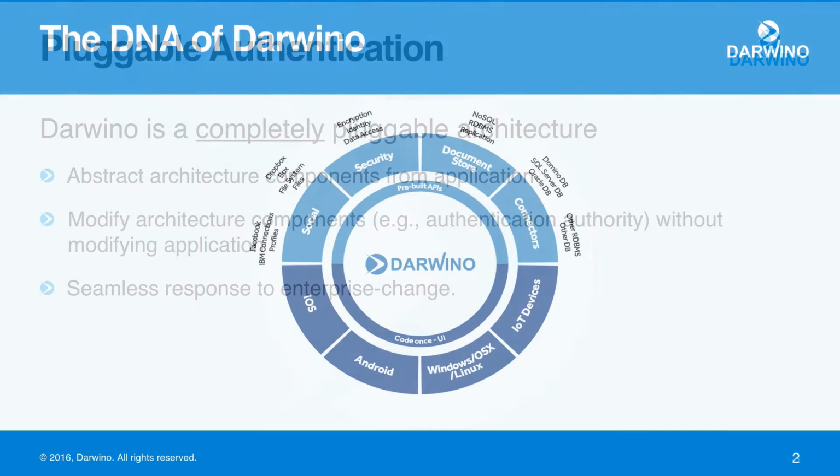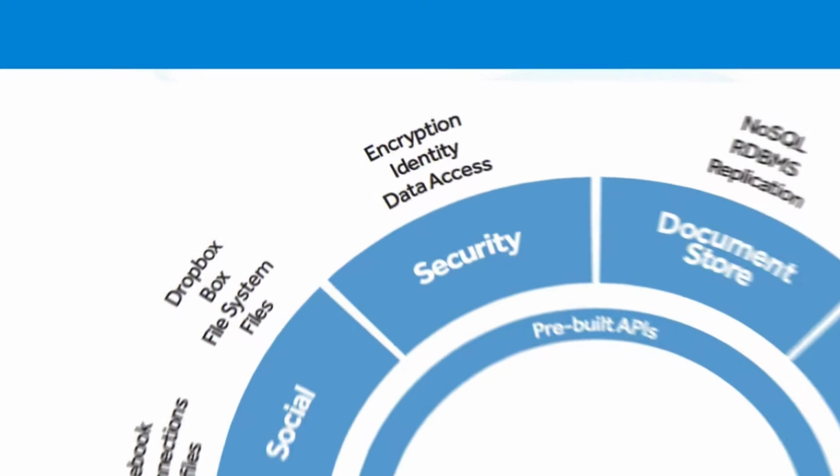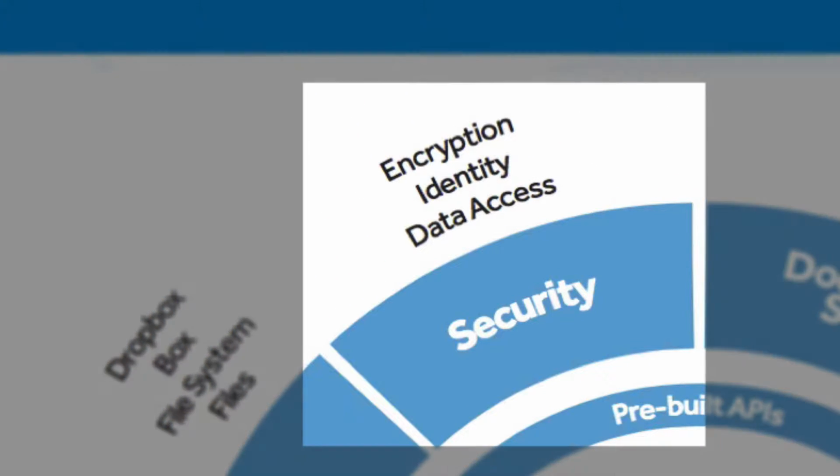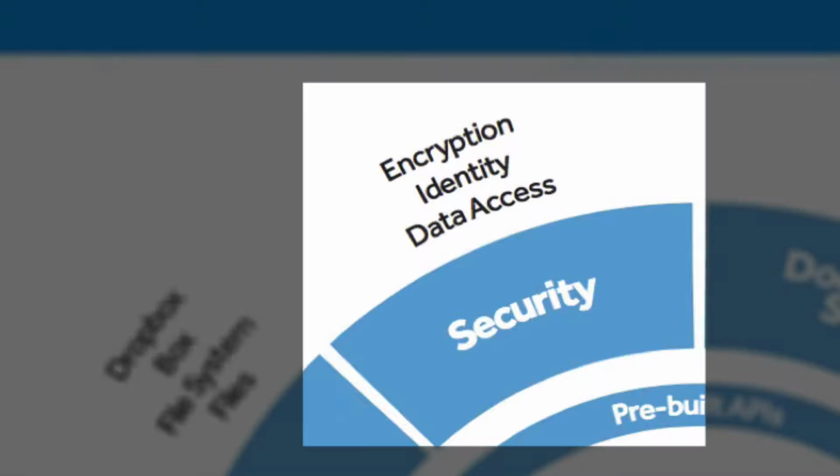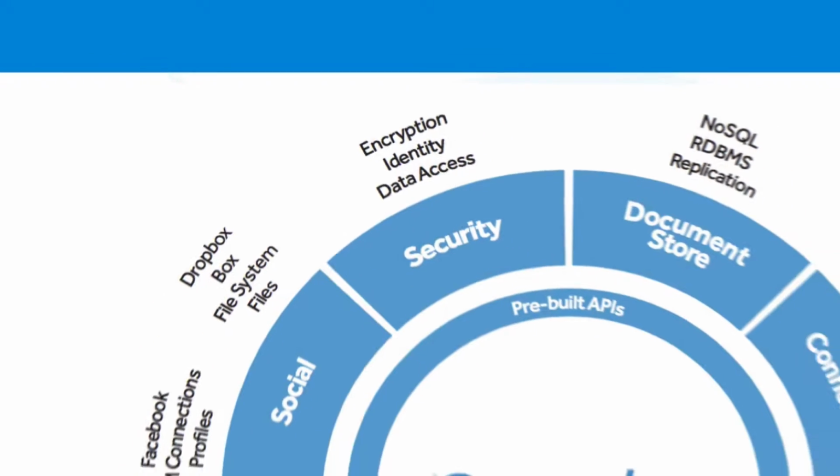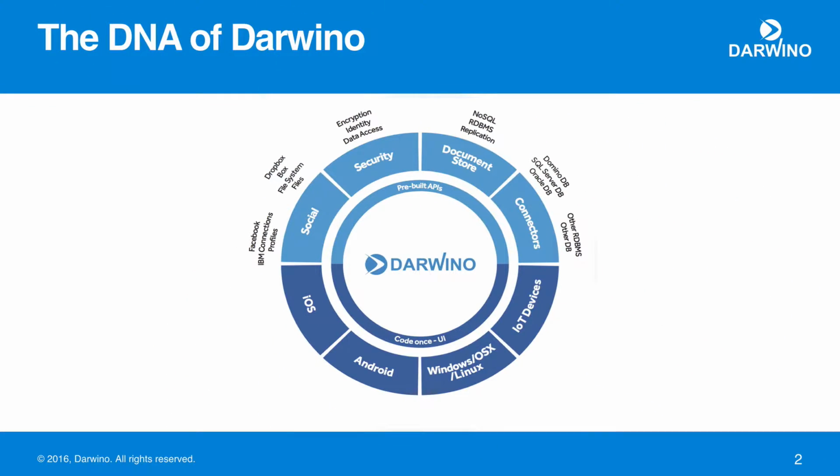Darwino makes these transitions seamless through the use of the Darwino Authentication filter. When using the Darwino Authentication filter, authentication for the application is abstracted and changes to authentication providers are seamless.